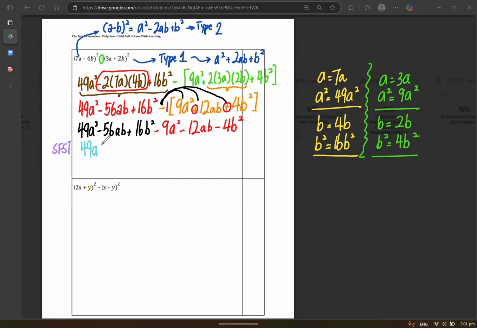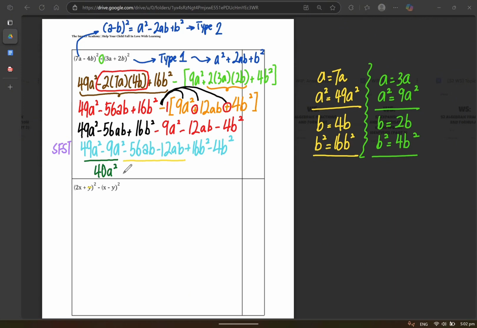So 49a squared, you just group them together first. Then minus 56ab, then minus 12ab, then after that plus 16b squared, and then after that minus 4b squared. Can you see that? Then from here itself, this is one group, right? So this becomes 3a squared. The second group will be this one over here, so minus 68ab.